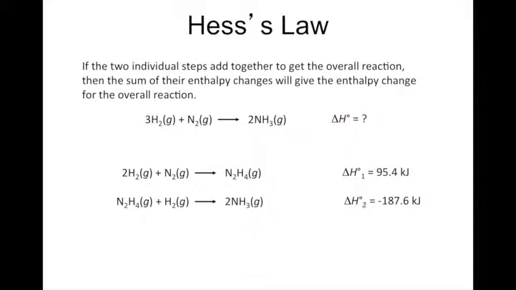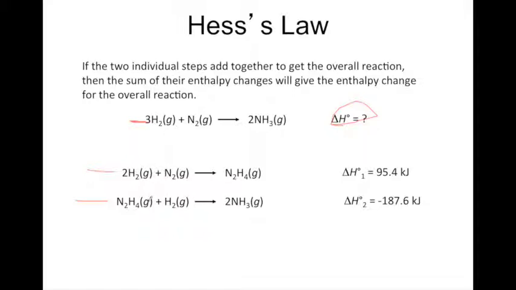Now, what Hess's law tells us is that if we can add these two reactions together and they add up to give us the overall reaction, then the enthalpy change for the overall reaction is equal to the sum of the individual enthalpy changes for each reaction. So let's work through this one to help illustrate it. So we want to add these two reactions, these two individual steps together to give us the overall reaction. So to do that, let's take a look.